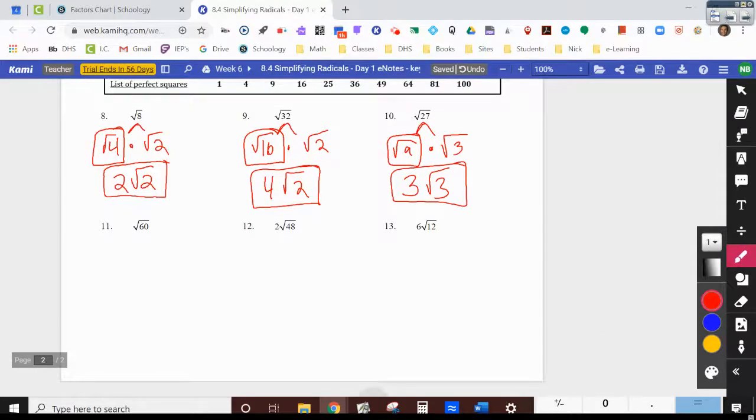Why don't you try number 11? Pause the video and find the biggest perfect square number that goes inside of 60.